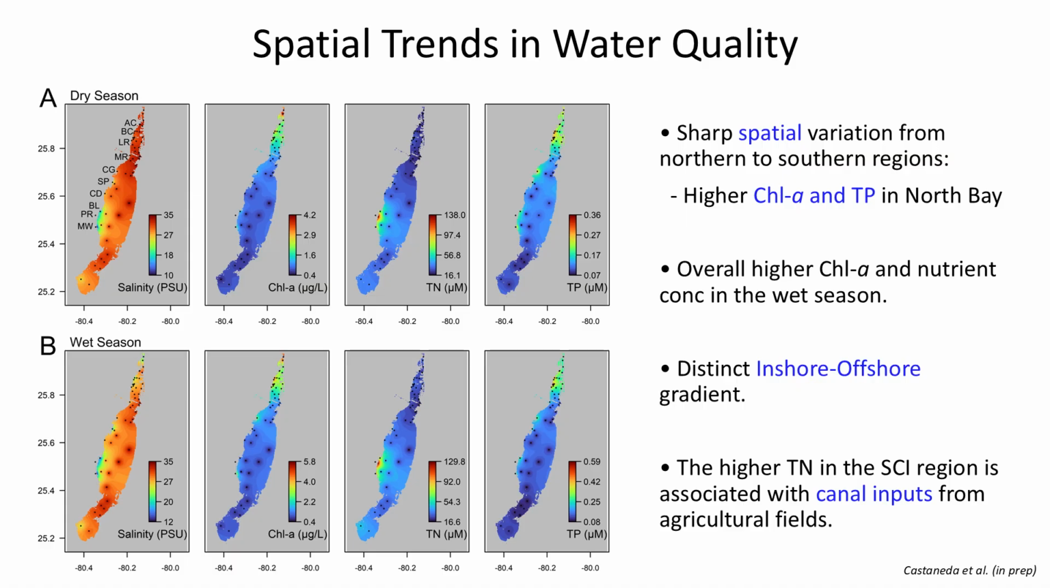One thing that is really interesting is this distinct inshore to offshore gradient in nutrients. Basically, we have higher concentrations close to the coast, and then we observe a dilution factor or plant uptake as we move to the offshore regions. And the highest concentration that we see right here in the south central inshore is basically the influence of those canals that come from the agricultural lands.